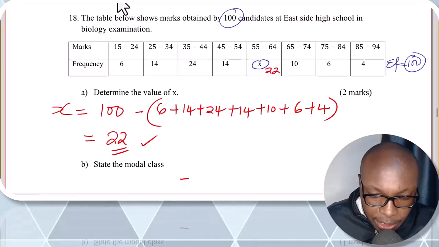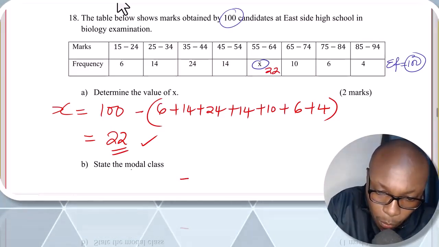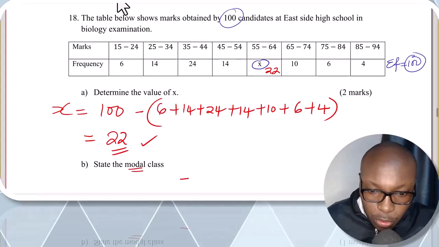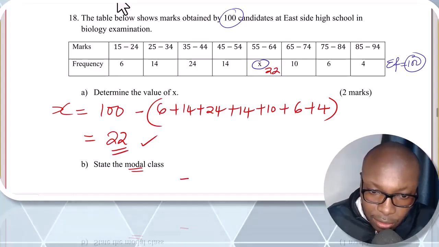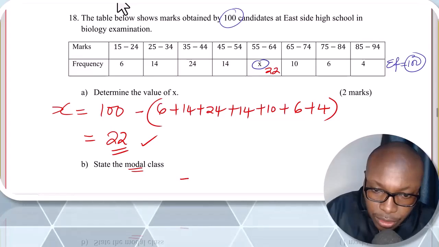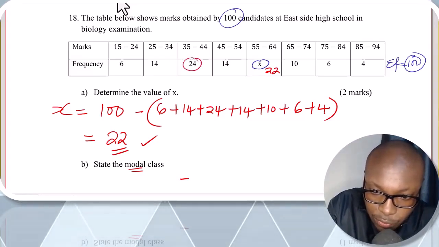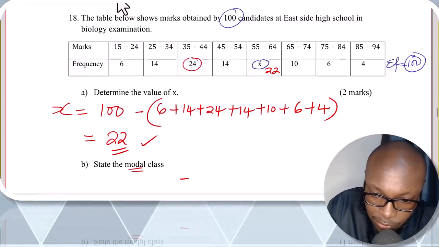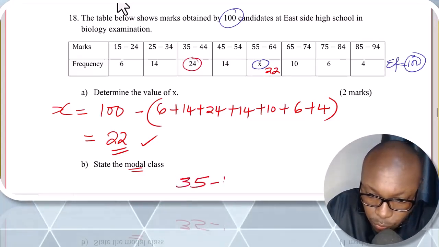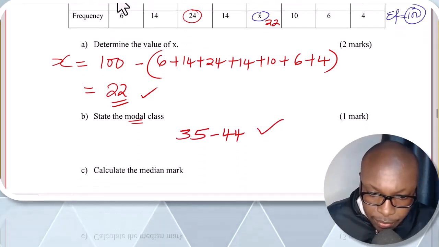Then you go to part B, state the modal class. What is the modal class? The modal class is the class with the highest number of candidates, or the highest frequency. So in all these classes, where do we have the highest number of candidates? It is 24. And which class is that? It is class 35 to 44. That is the modal class.